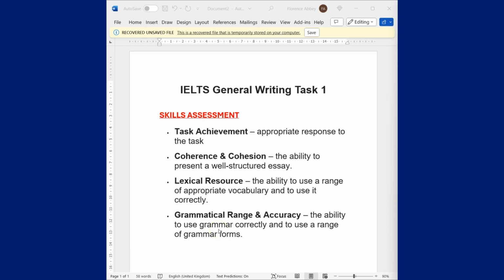Now I will end today's lesson, and in our next one we will go on to look at some of the letter formats, and also go into detail with the question types.